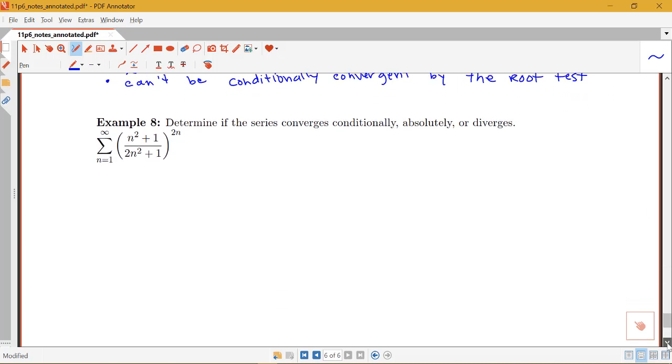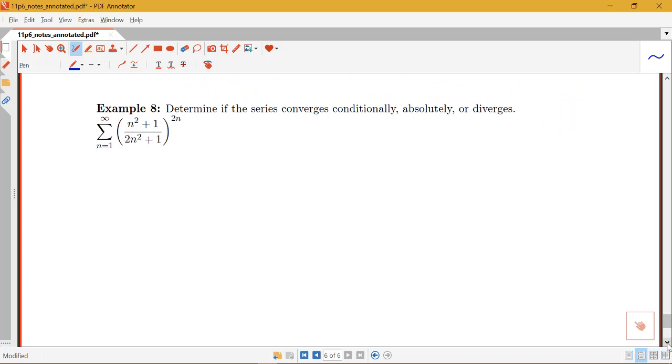So let's look at one example here, the kind of thing where a root test might be useful. I want to determine if the following series converges conditionally, absolutely, or diverges. I have a sum from n equals 1 to infinity of (n squared plus 1 over 2n squared plus 1) to the 2n. Types where you'll want to think about using the root test are where I have some kind of term raised to an n power, because the 1 over n root that I'll be taking will undo part of that power. So we want to try the root test here.